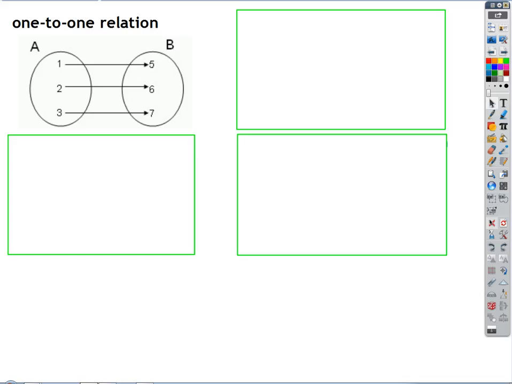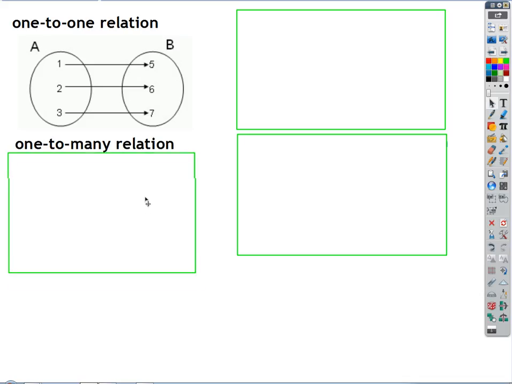Okay, this is called a one-to-one relation. How come? Why do you think? Because everyone has another one. Yeah, because each element of the domain is linked to one element of the range and vice versa, right? There's only one arrow that would go from A to B or from B to A, right? Does that make sense? Okay, so that's one-to-one.